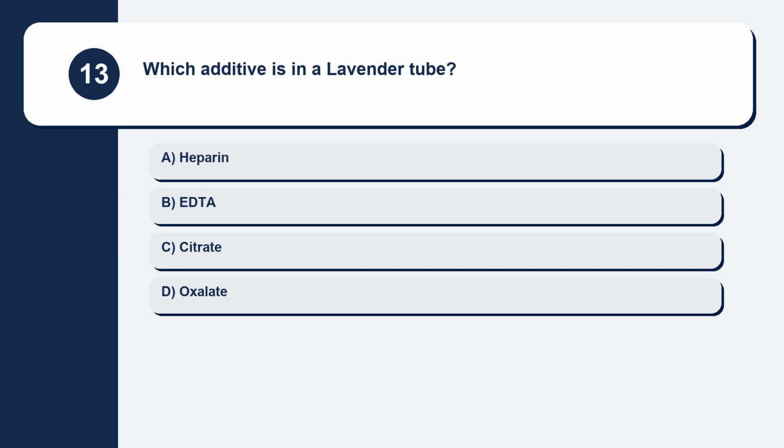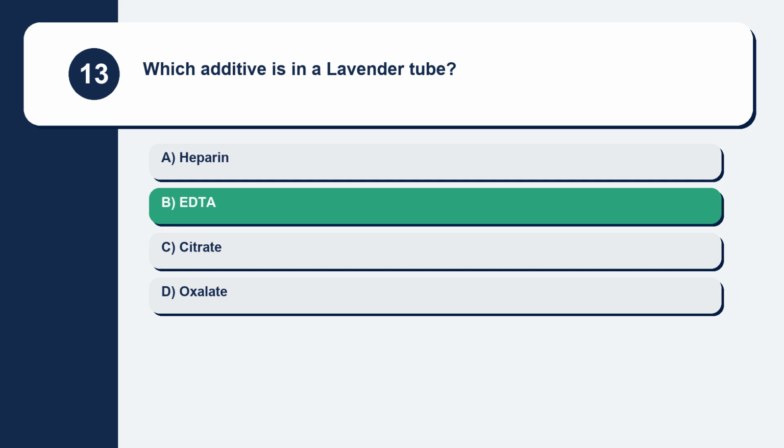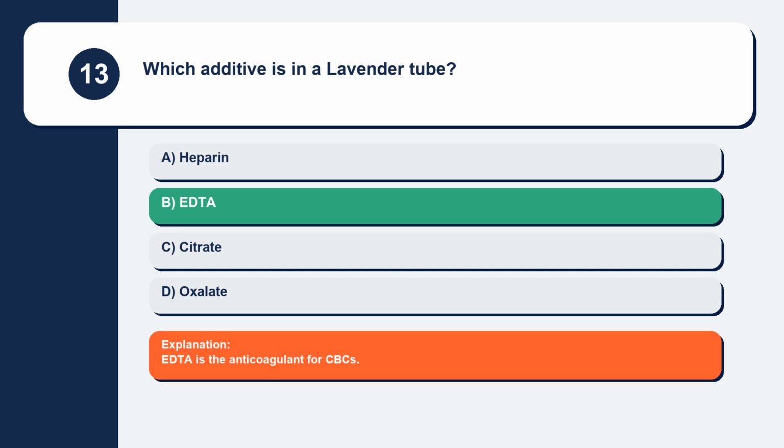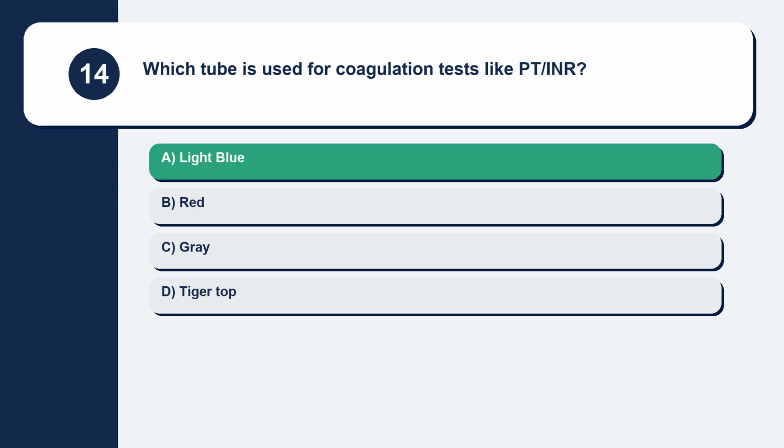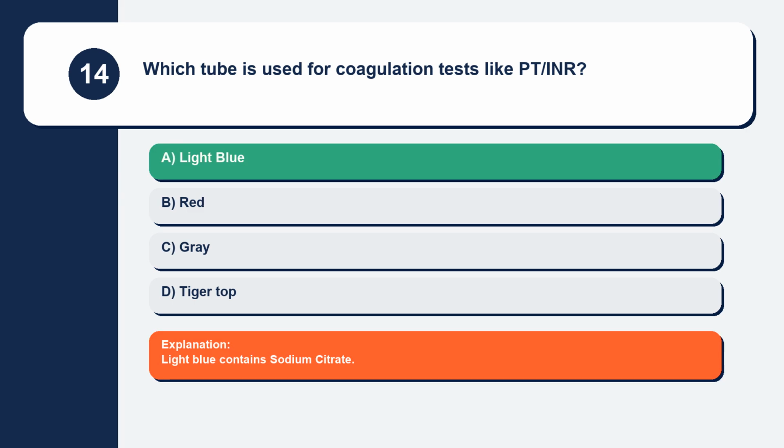Question 13. Which additive is in a lavender tube? Heparin, EDTA, citrate, oxalate. EDTA is the anticoagulant for CBCs. Question 14. Which tube is used for coagulation tests like PT/INR? Light blue, red, gray, tiger top. Light blue contains sodium citrate.